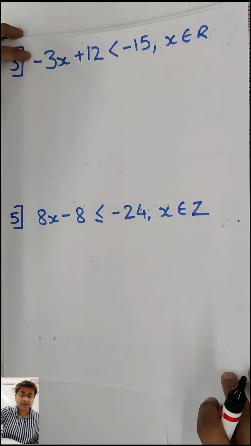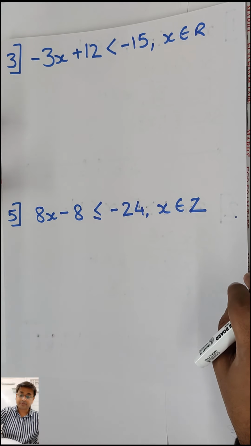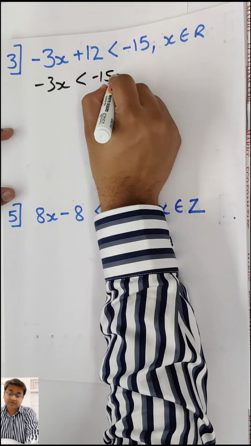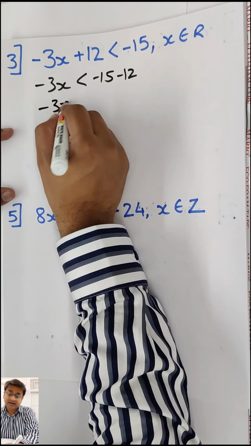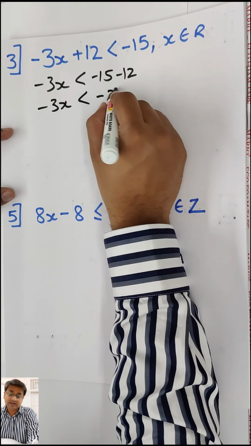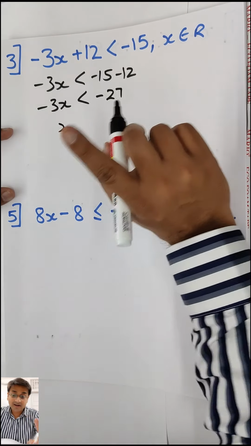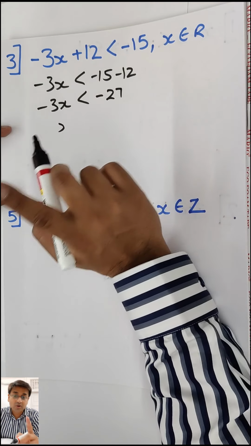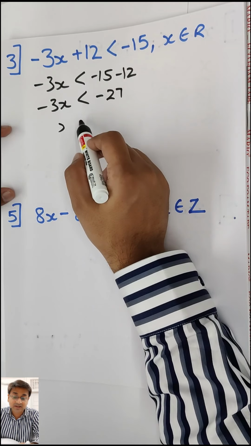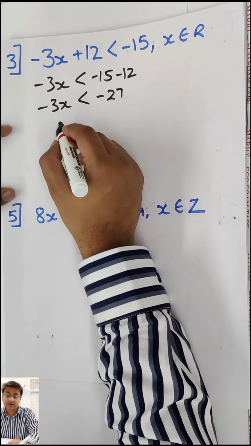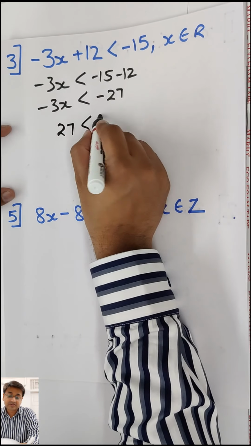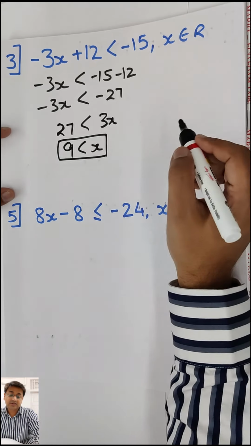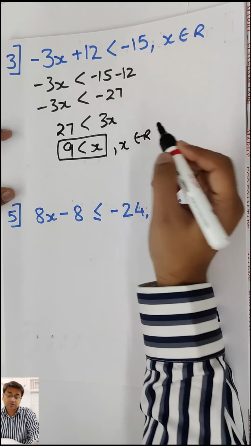Sum number 3. I'm sure you're managing it. Come on, hit it. So minus 3x as it is, less than minus 15 minus 12. So minus 3x less than minus 27. Now here the catch is, you remember, always take x on the positive side. Don't directly cancel the minus keeping the sign same. It will mess up everything, okay? So I will get 27 this side and 3x on the other side. So 9 is less than x, and x belongs to real.